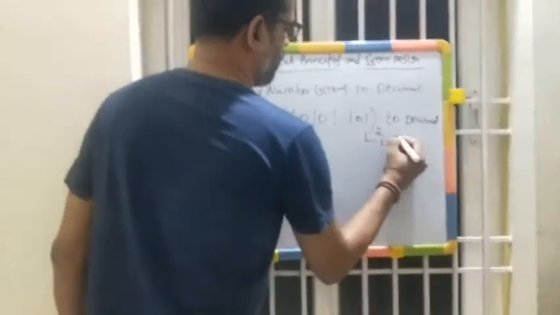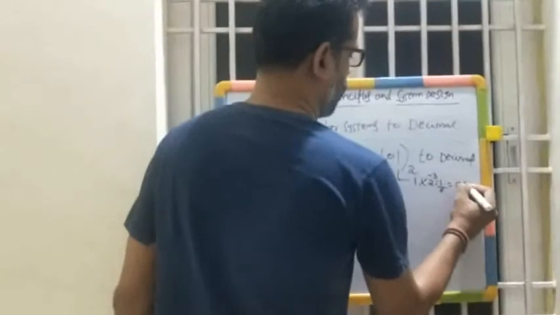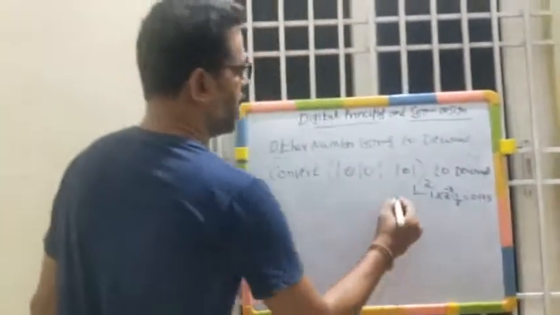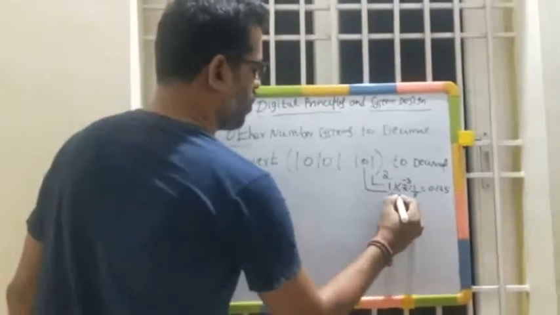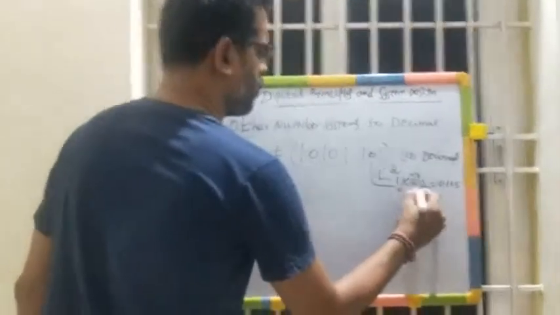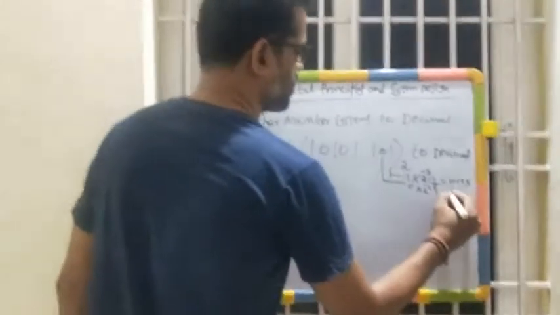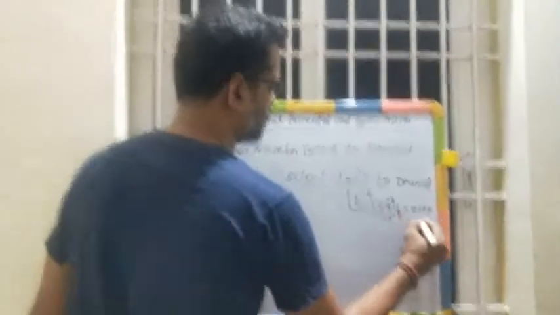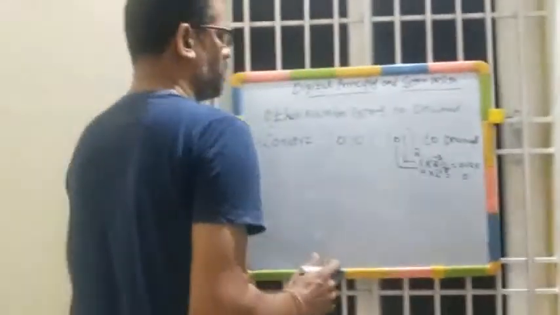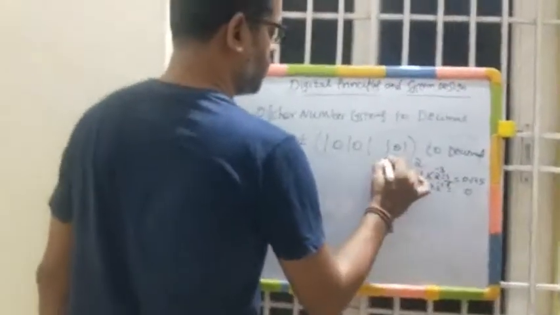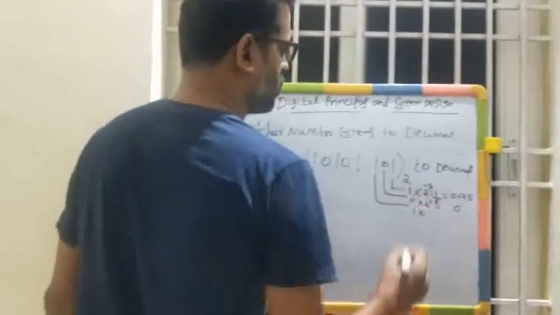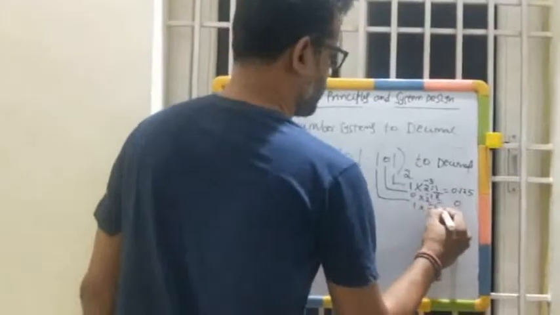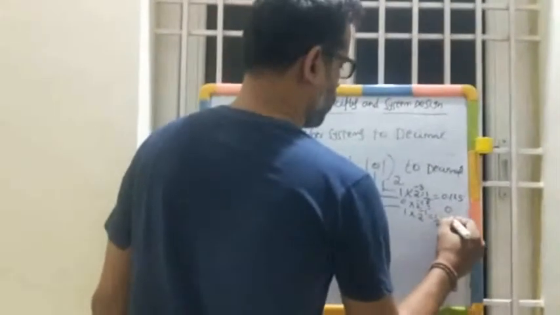Now we'll see. This is 1 into 2 power minus 3, which is nothing but 1 by 8, 0.125, and then 0 into 2 power minus 2, 0 into anything is 0, then 1 into 2 power minus 1, which is nothing but 1 by 2 equal to 0.5.